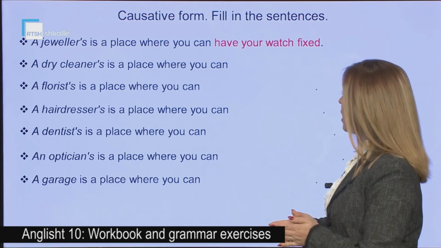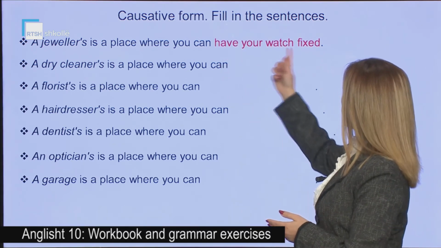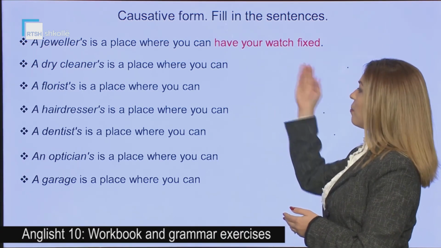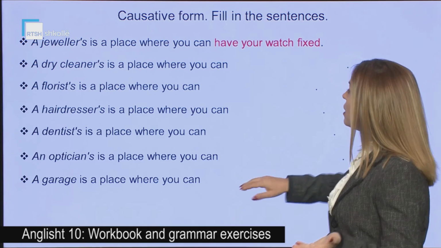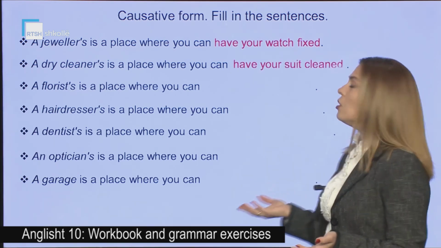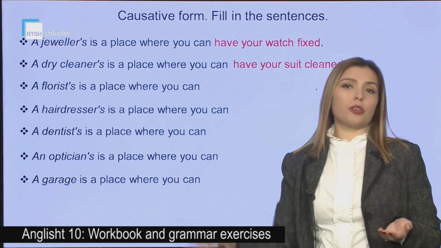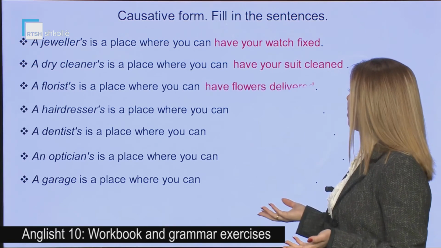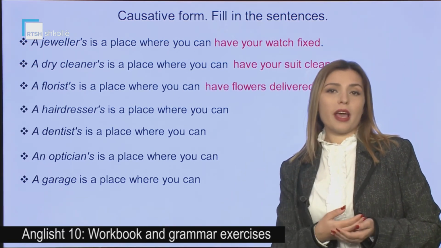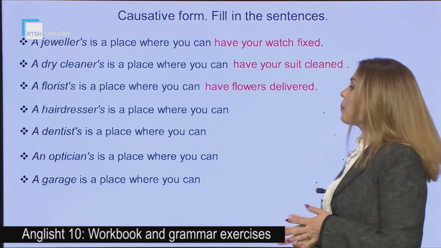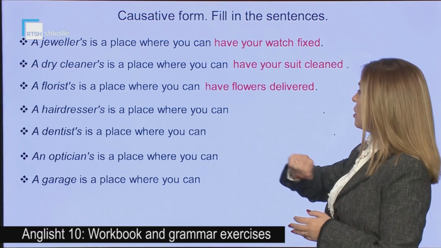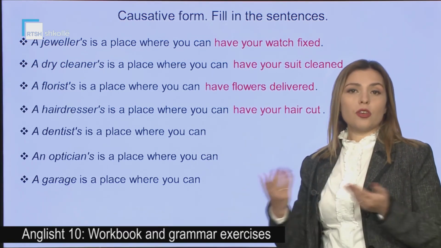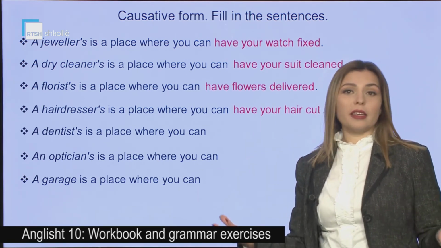A jeweler's is a place where you can have your watch fixed. So what was the structure we said? Have something done. A dry cleaner's is a place where you can have, for example, your suit cleaned, your trousers cleaned. A florist is a place where you can have flowers delivered, where you can have roses taken. A hairdresser's is a place where you can have your hair cut, your hair fixed, your hair dyed.